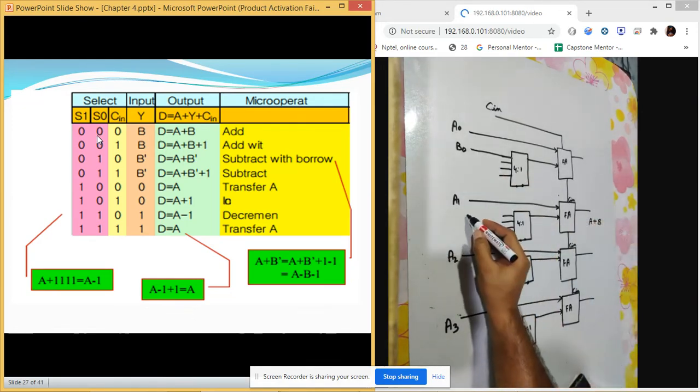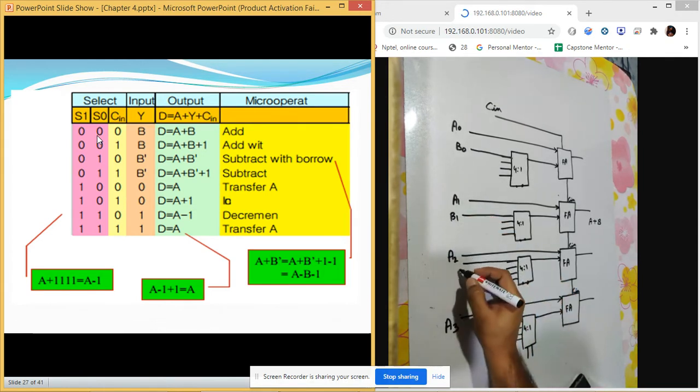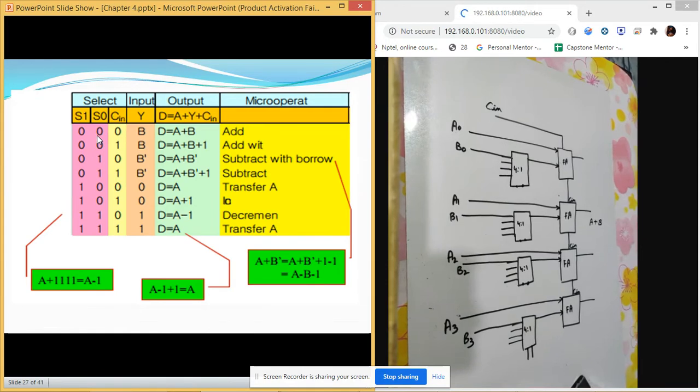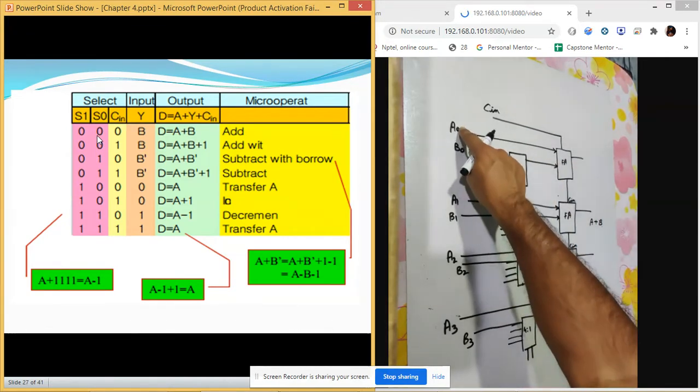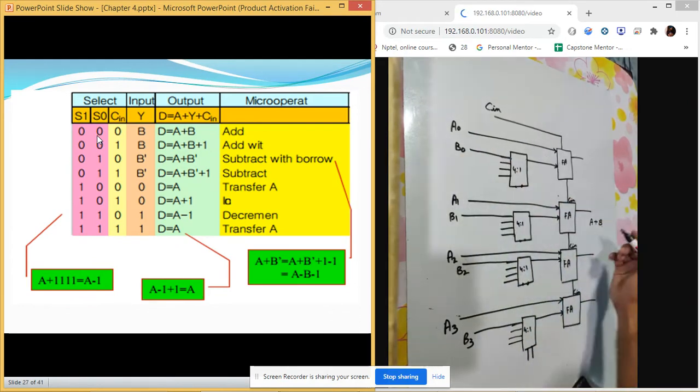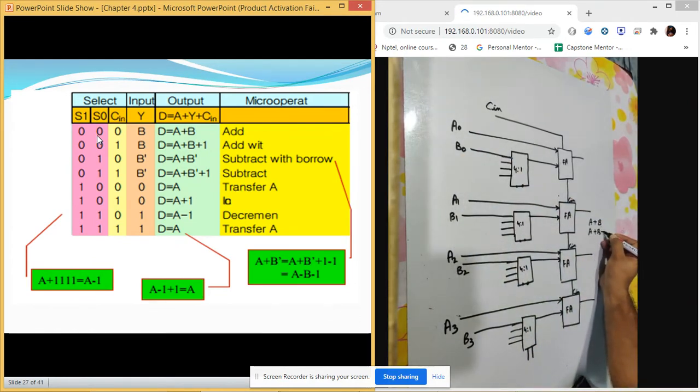So we will need directly the value of B. So this will be B1, this will be B2, this will be B3. So B naught, B1, B2 and B3 are directly connected. By connecting them directly, there are two operations which we can perform by simply connecting B values. First one is A plus B, because A is already there, B we can use directly, and we can also perform A plus B plus 1.